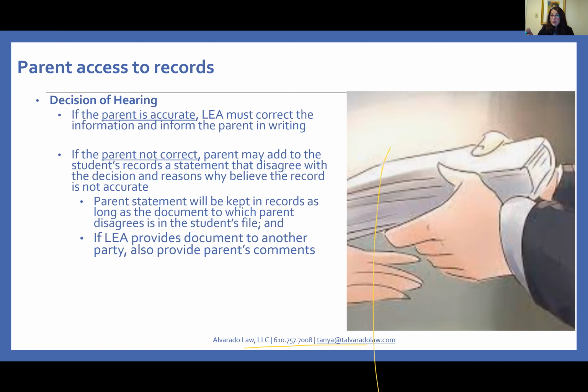Your response, or your comment about that particular record, follows that record. So the school district is required to keep your response for the same period of time that they're keeping this record. And if they provide that record to anyone else or release it to anyone, your response has to go with it. They're kind of married after you send that response in.